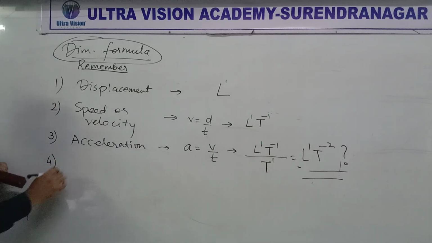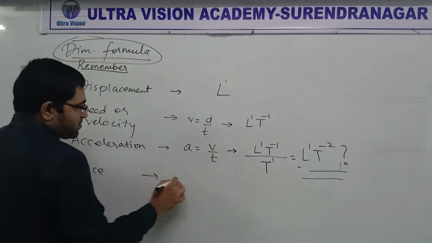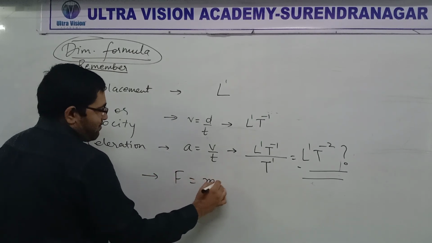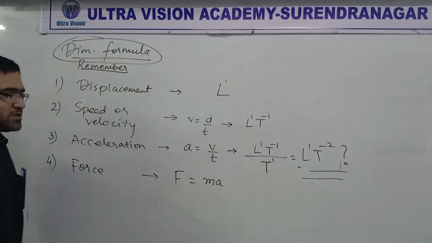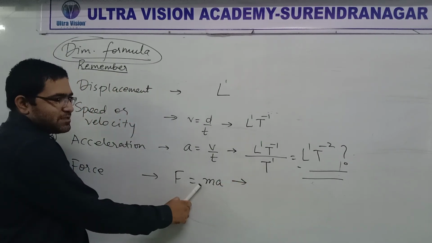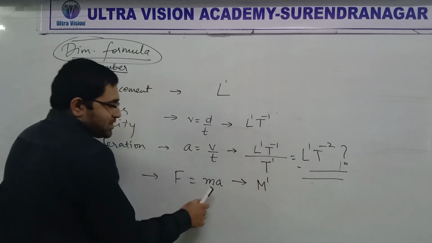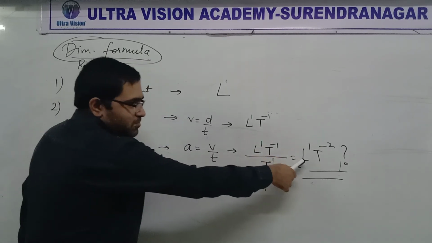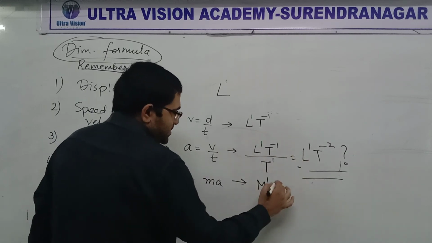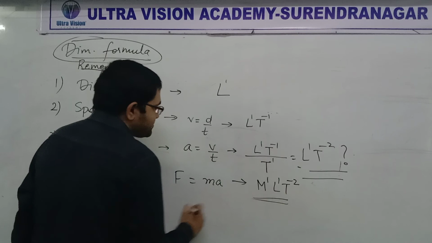Next, force. Formula is F is equal to ma, isn't it? Simple formula. So its dimensional formula will be mass. M is mass, m raised to 1 or just m. A, acceleration. What is the dimensional formula for acceleration? L raised to 1, t raised to minus 2. Is this understood?